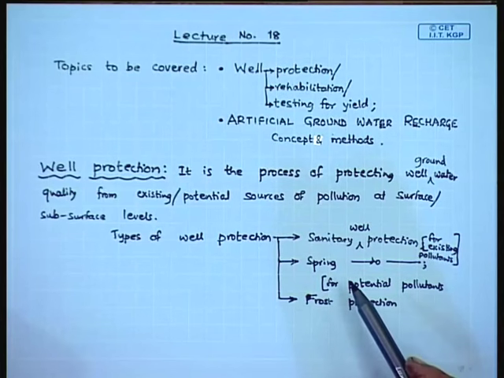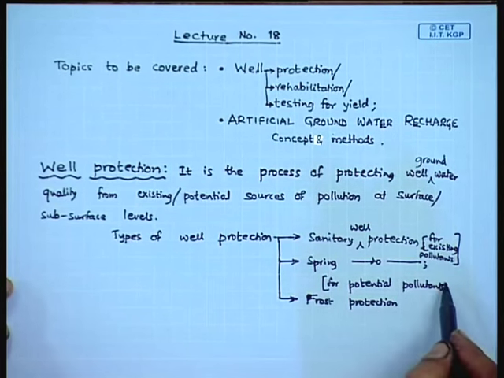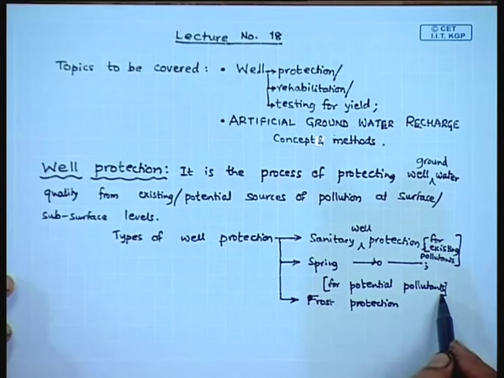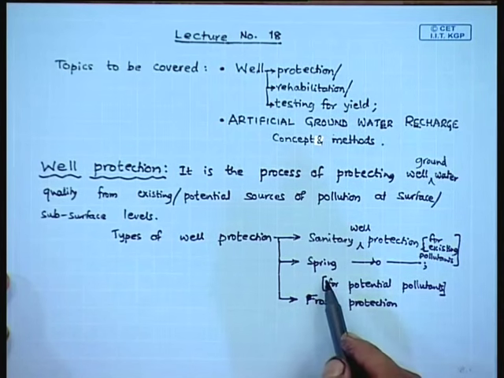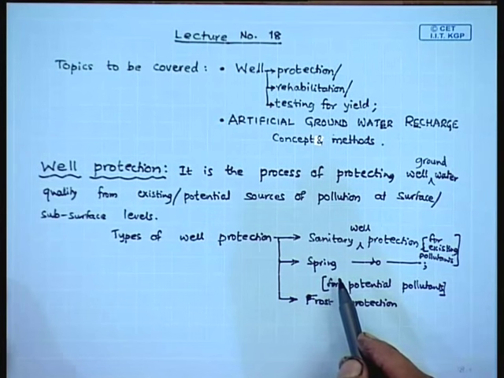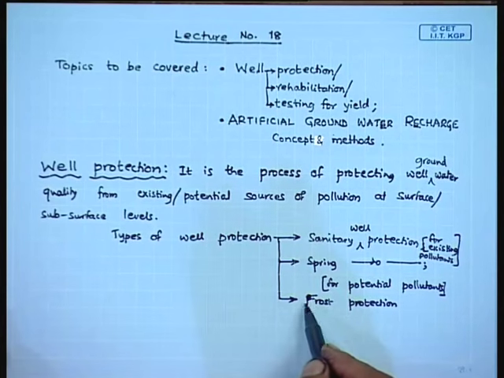And then coming to the next one, this is the spring well protection. This is basically a preventive phenomenon wherein a spring, which generally releases possibly the best quality of groundwater, needs to be protected from potential sources of pollution. So basically it is a preventive process or preventive mechanism. And then thirdly, there is also what is known as frost protection.